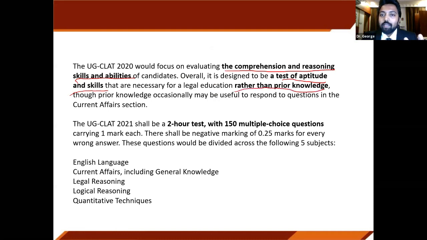Which means you really need not sit and study what first year law students are going to be studying. That's what they mean, because they understand that in class 11 and 12 you are obviously not going to have that exposure. It's an important shift away, is how we see it. It's a 2-hour test, and there'll be 150 multiple choice questions, 1 mark each. So 150 marks, and 0.25 marks as the very important negative marking.